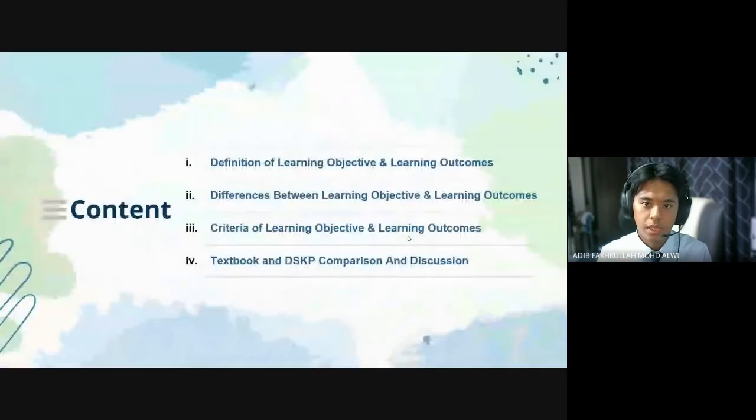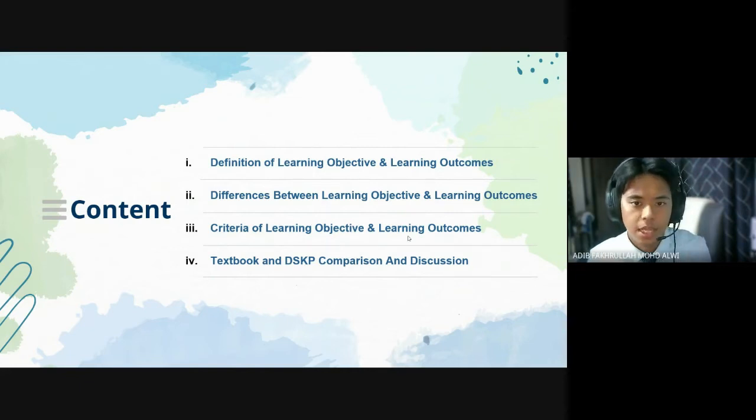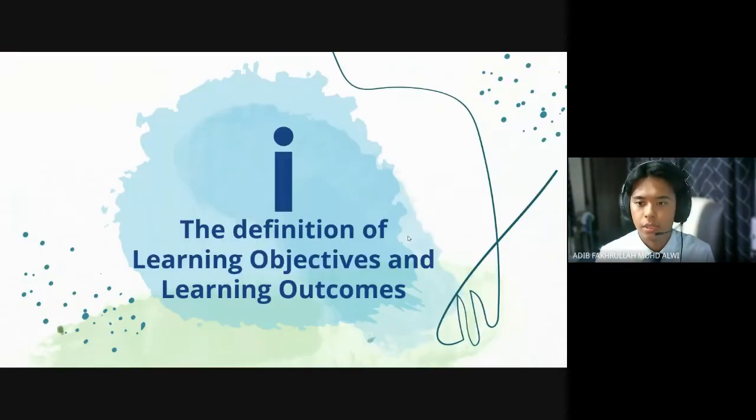So in this topic, we have several subtopics that we will cover, which are the definition of learning objective and outcomes, the difference between learning objective and outcomes, and then the criteria of learning objective and outcomes. And the last one, we will compare and discuss the learning outcomes and learning objective in the textbook and the SKP. Okay, are you ready? Let's focus on it. Learning objective and learning outcome, the definitions.